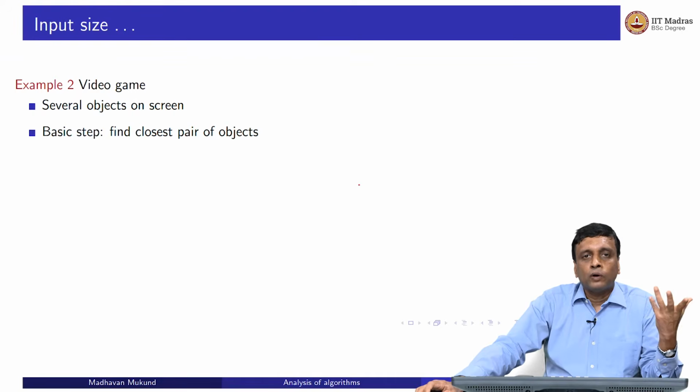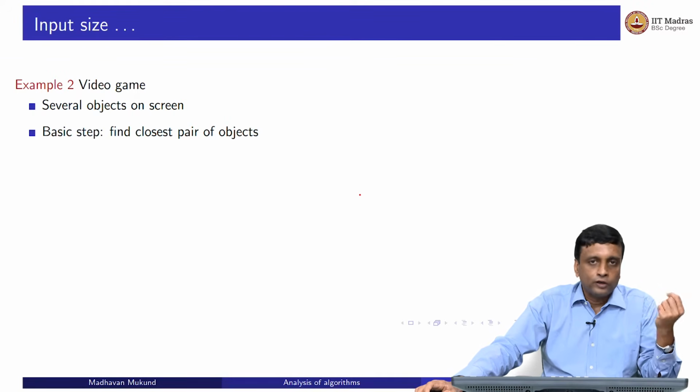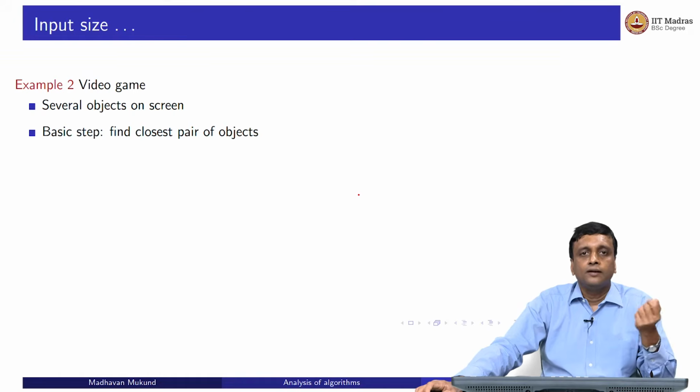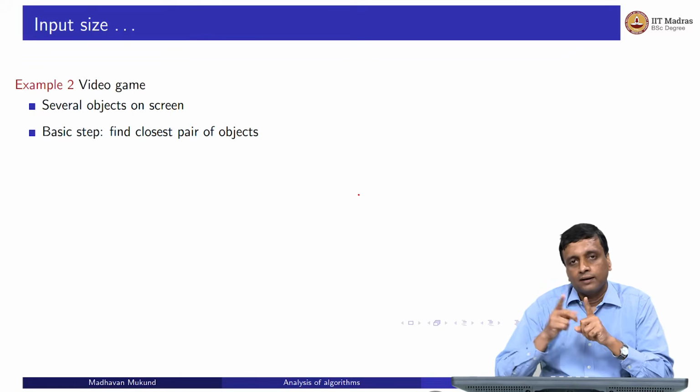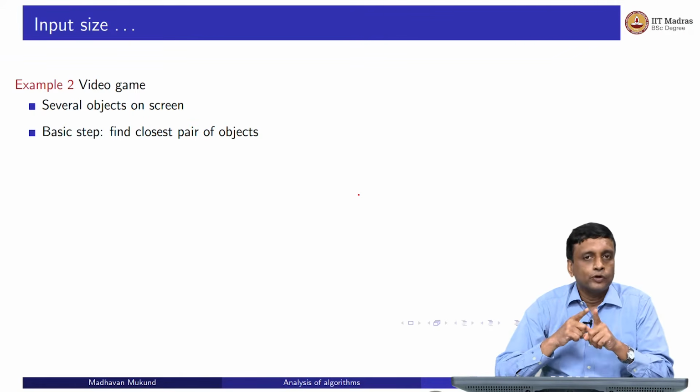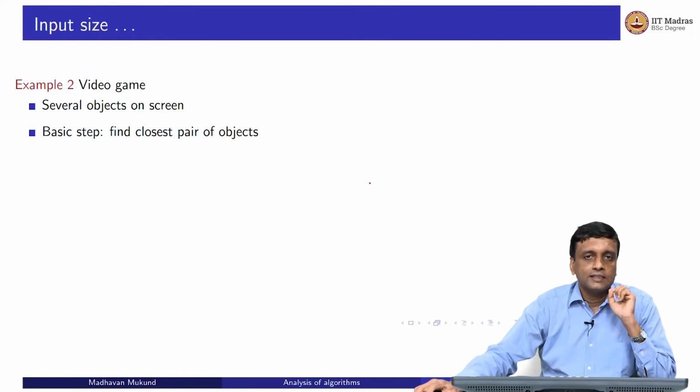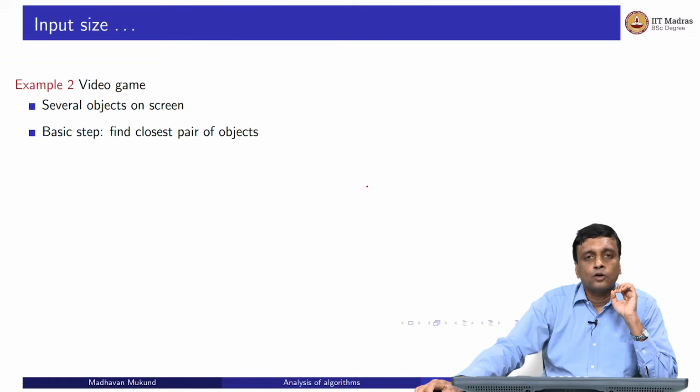So let's assume that one of the basic things that the game designer needs to do is to calculate among all the objects which are currently on the screen, which two are closest to each other. So it could be that, for instance, it's trying to calculate something about some hostile piece which is going to attack some other piece and so on. So this is a basic step. Say we want to calculate the closest pair of objects.